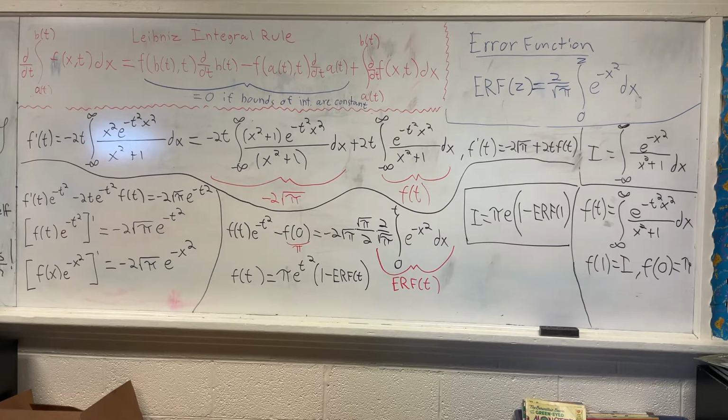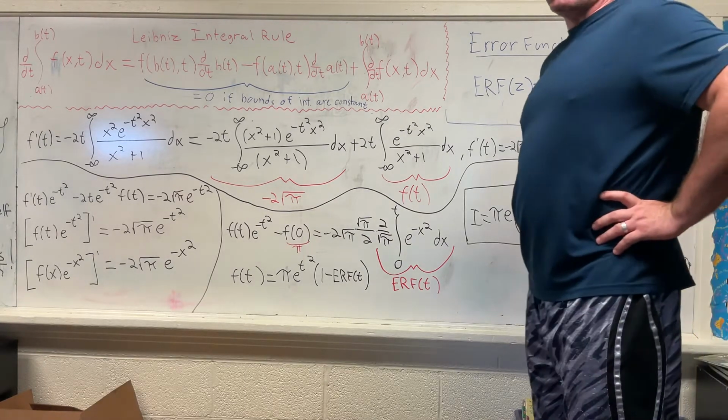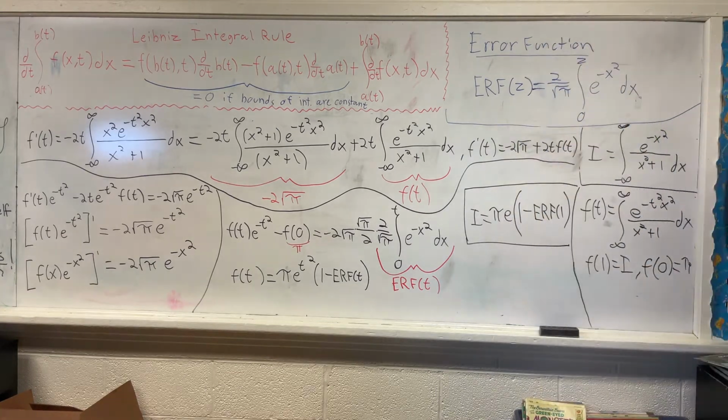Today we're going to be evaluating kind of a famous integral. I believe this integral was presented to Richard Feynman as a joke, but he ended up solving it. The integral is the integral from negative infinity to infinity of e to the negative x squared over x squared plus 1 dx. And that integral cannot be solved using traditional techniques.